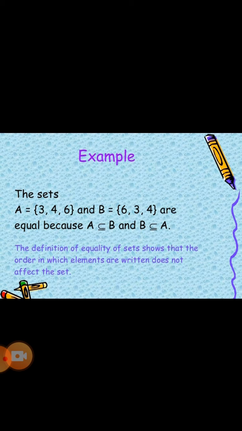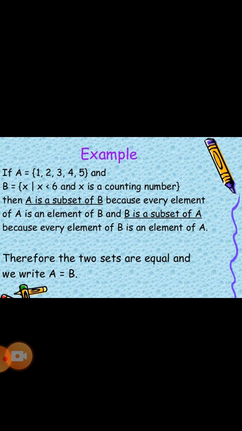Here we have a set A. In set A we have three numbers 3, 4, 6, and in set B we have also three numbers 6, 3 and 4. In these sets A and B the order of the numbers is changed but the numbers are the same. So we can say that A is equal to B, and this is the representation of equal set.